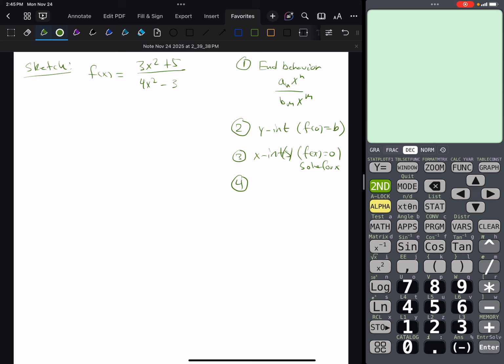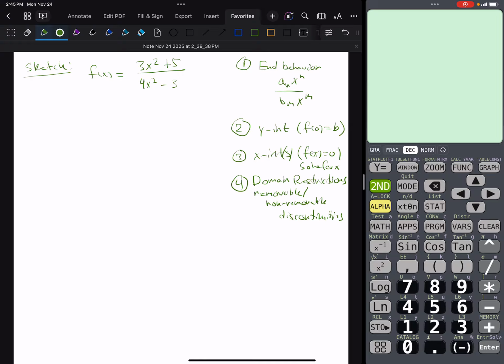And then the 4th thing that we need, there's no order to these, we just need to find these 4 things. The last piece of the puzzle here is going to be finding any domain restrictions. So looking at our domain restrictions, at that point, we're looking for removable or non-removable discontinuities. So that's the roadmap.